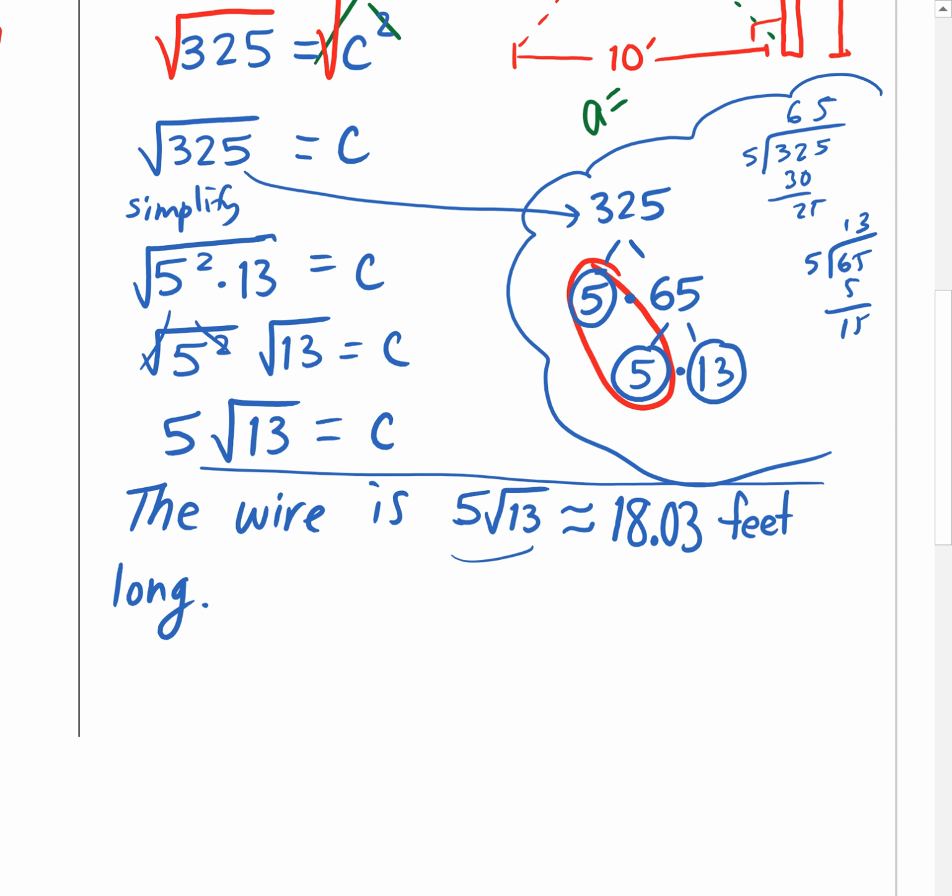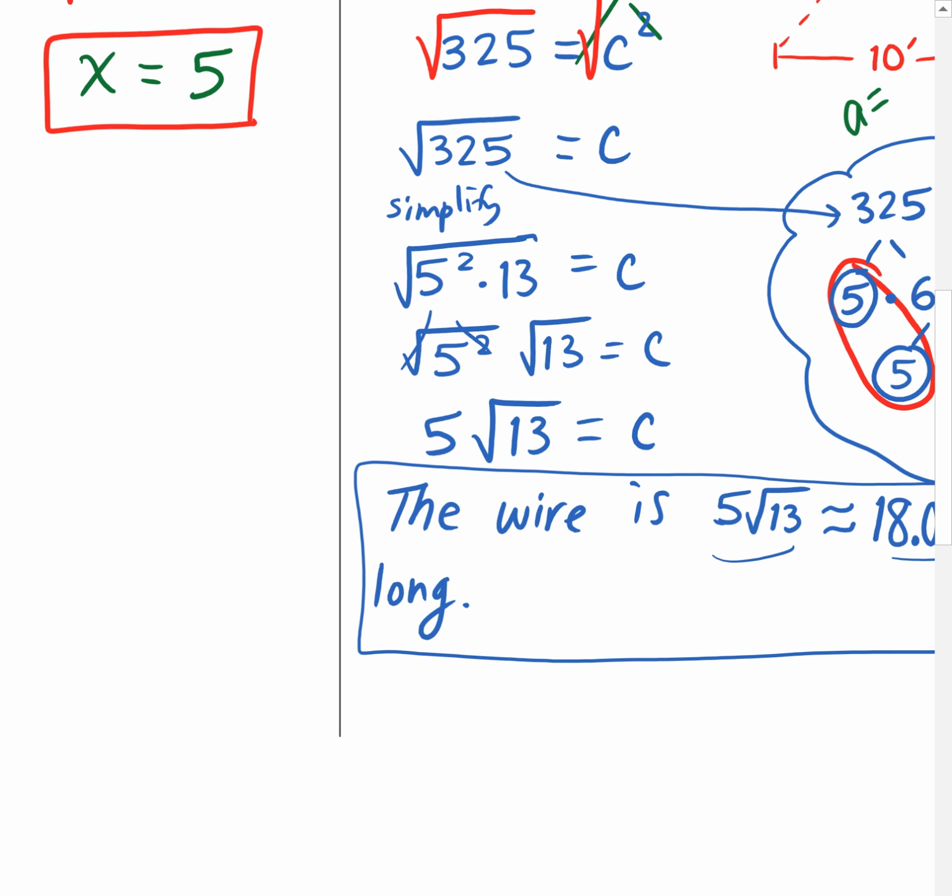I mean, if someone said, oh yeah, it's 5√13 feet long, it's like, what the heck? What does that even mean? I can't tell if that's long or short. But as soon as I say 18 feet, or a little more than 18 feet, okay, now I can kind of picture that. All right, so hopefully that made sense.